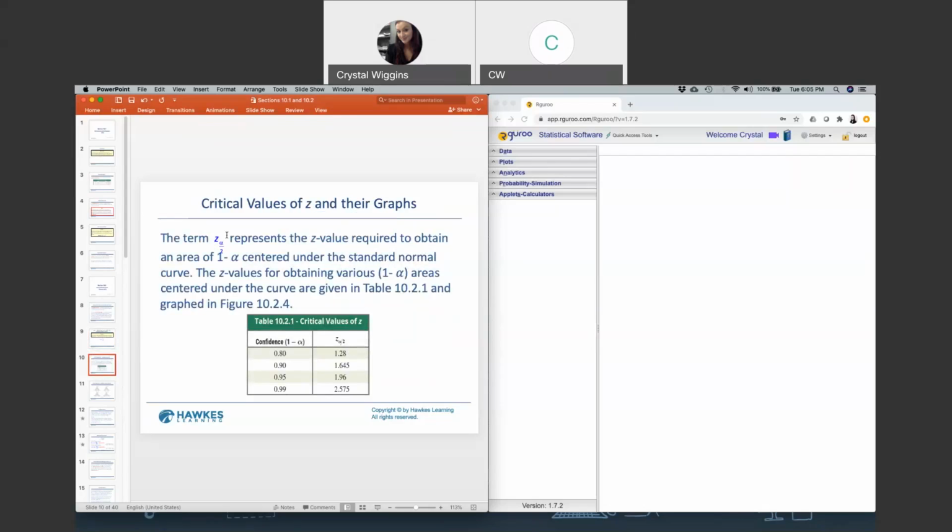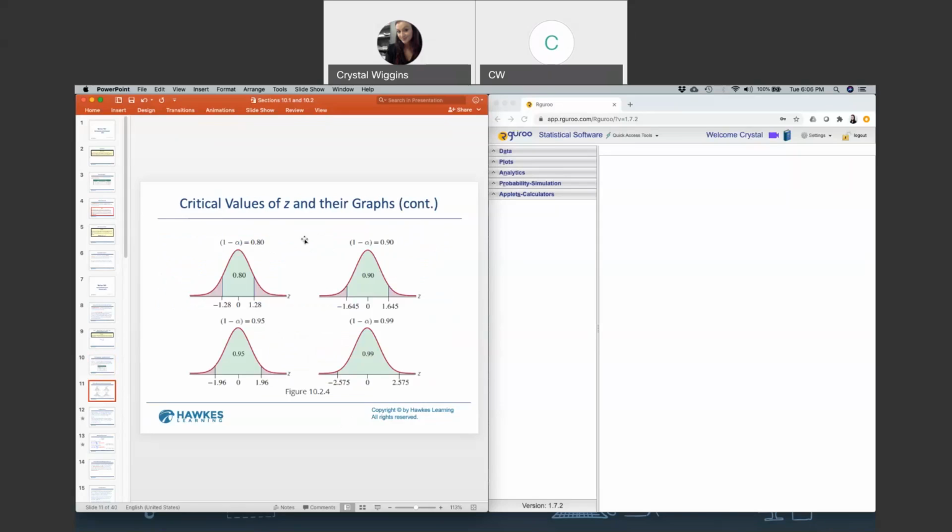Okay, the term z sub alpha divided by 2 represents the z value required to obtain an area of 1 minus alpha centered under the standard normal curve. That probably meant nothing to you, but that's okay, because we will do many examples to make this make sense. The z values for obtaining various 1 minus alpha areas centered under the curve are given in a particular table in our book. And we can use this table to find critical values, or I will show you how to algebraically find the critical value. So here's a picture of what they're talking about.